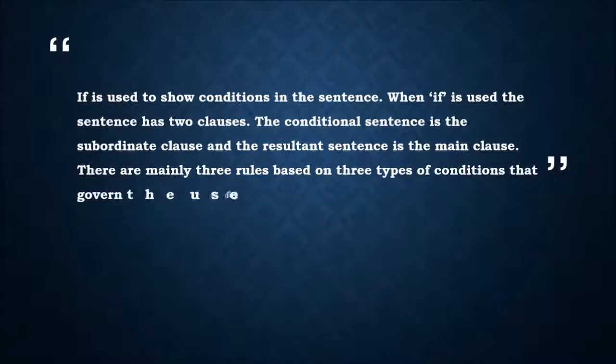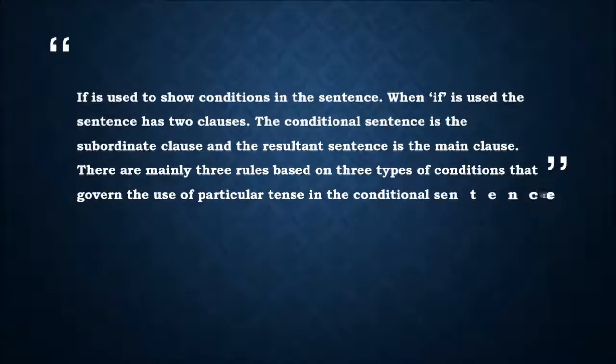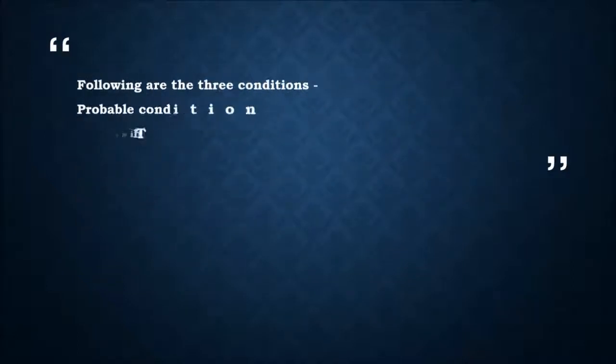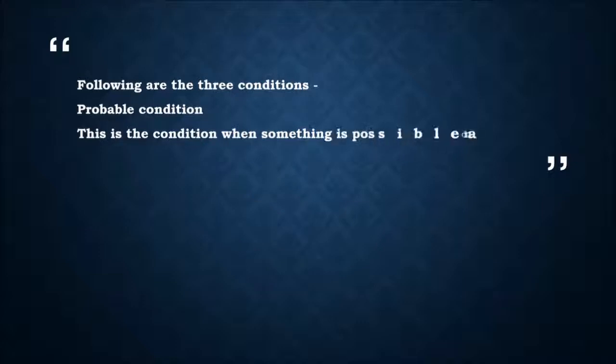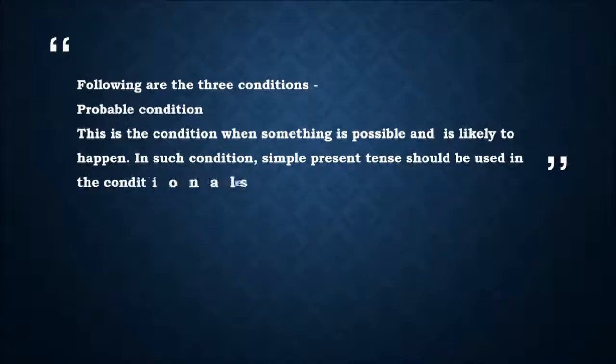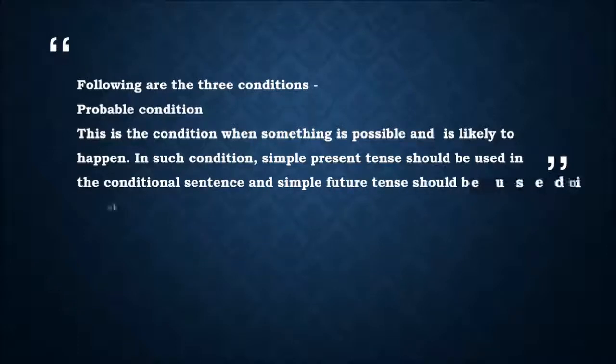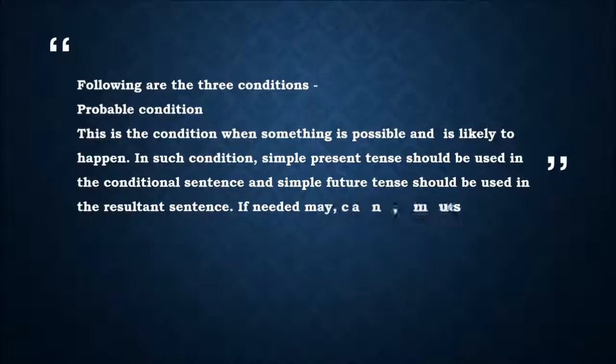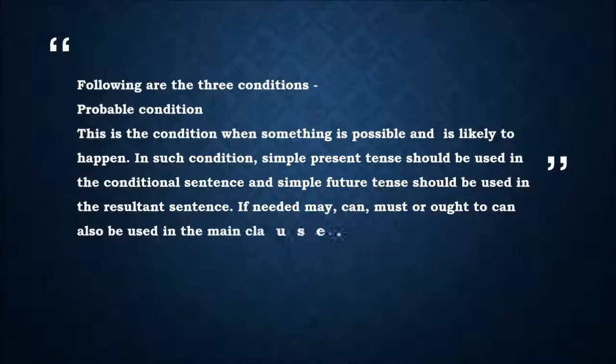A. Probable condition. This is the condition when something is possible and is likely to happen. In such condition, simple present tense should be used in the conditional sentence and simple future tense should be used in the resultant sentence. If needed, may, can, must or ought to can also be used in the main clause. E.g. If Sneha comes tomorrow, she will get her salary. If Mohan does M.Tech, he will become a lecturer.